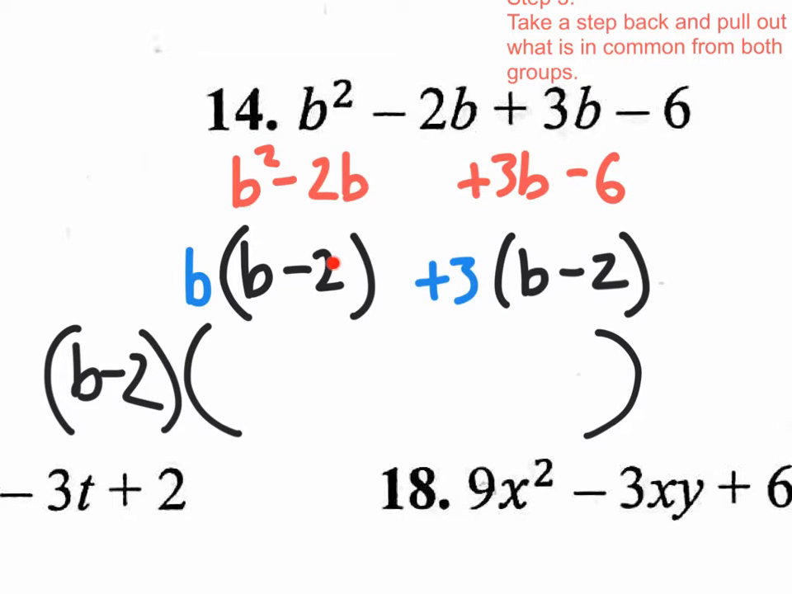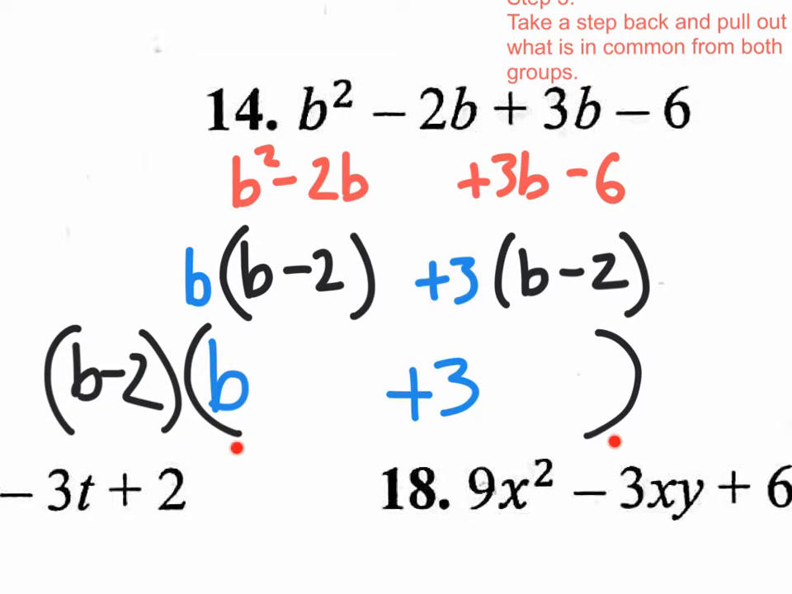Now, if I did pull out the B minus 2 from here, moved it out, what's going to be left? Just the B. If I pull out the B minus 2 from here, what's going to be left? Plus 3. And ladies and gentlemen, that is your answer. Obviously, you don't want to leave it with the blank spots right here like I did.